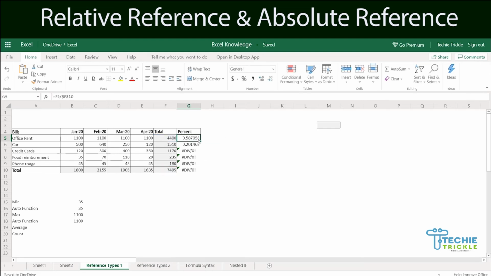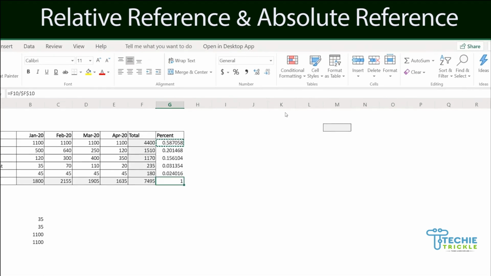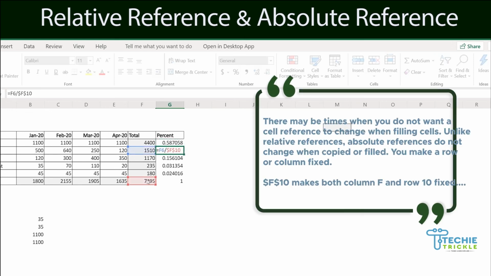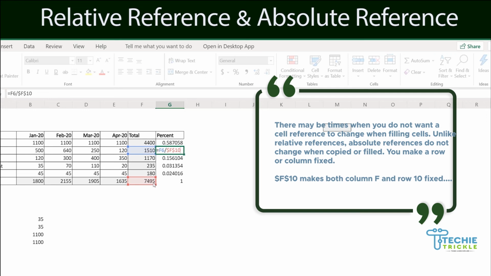Okay, so now I take this, copy, paste, paste, paste, paste, and then the last one. So what you have is F6 by the referenced cell. Same one here. Again it is referencing the grand total, that is 7495. Again the same, and then I get the total, that is the 100%, right? Now that is the absolute reference, where you are referring to a particular cell, and that has to be absolute.